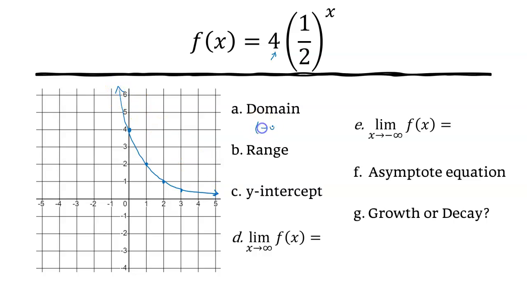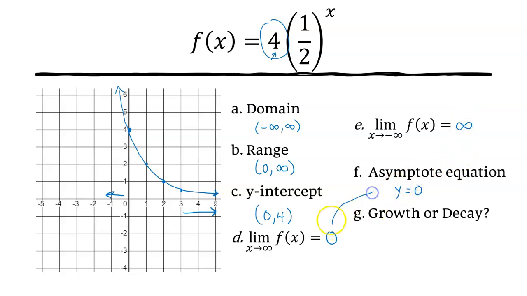The domain, there is no domain restriction. The range is going to be from 0 to infinity. The y-intercept is going to be (0, 4). As x goes towards infinity, this graph is leveling off to 0. As x goes towards negative infinity, this graph is shooting up towards infinity. The asymptote equation is going to be y equals 0 because that is one of our limits, is a number. And this is an example of decay because b is less than 1, or b is equal to a half.